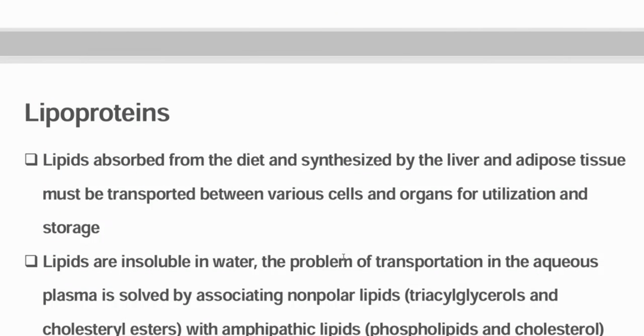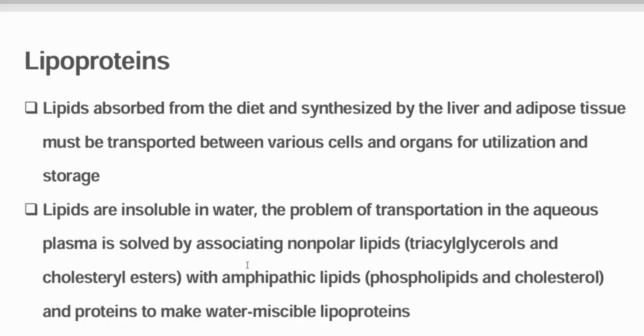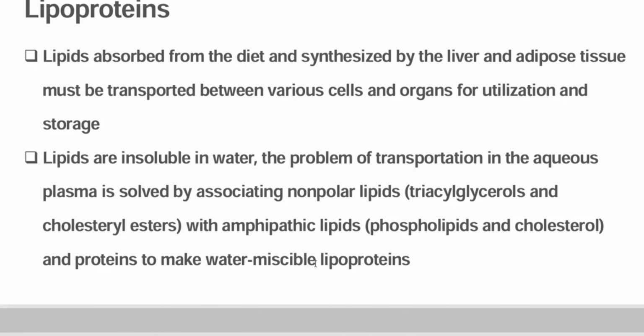Lipids are insoluble in water, and the problem of transportation in aqueous plasma is solved by associating nonpolar lipids, that is triglycerides or triacylglycerols, and cholesterol esters, with amphipathic lipids, that is phospholipids and cholesterol, and proteins to make them miscible, in the form of lipoproteins. So this is how we get lipoproteins from the diet as a source, and they can also be synthesized in the liver and transported between the various cells and organs for utilization and storage.